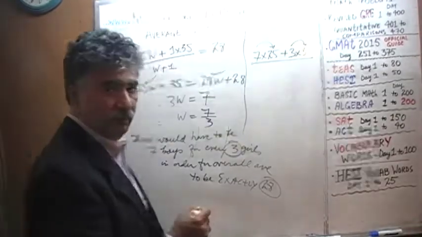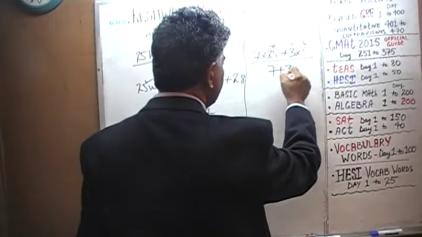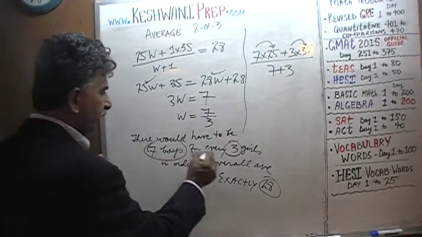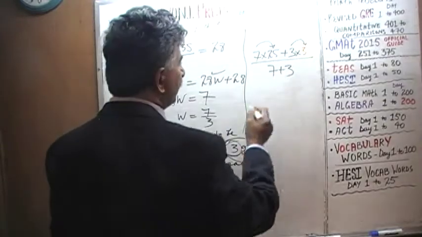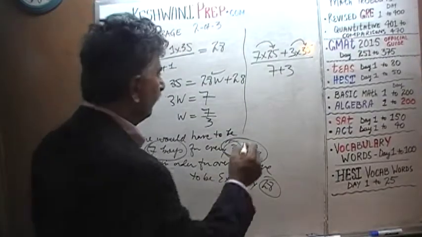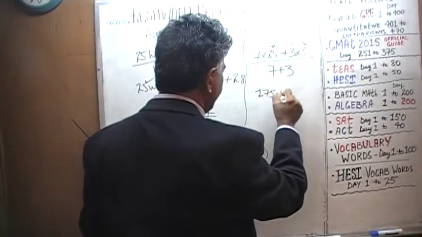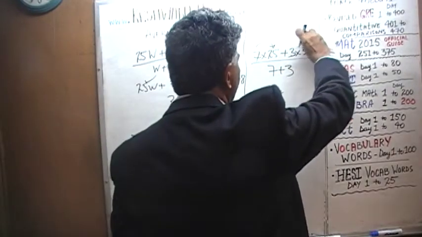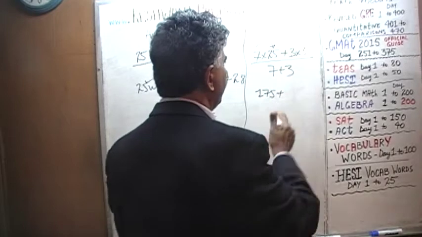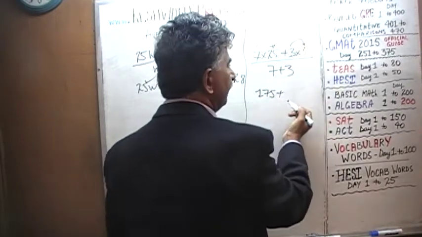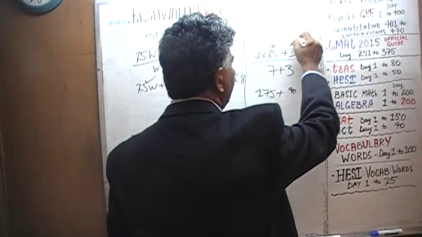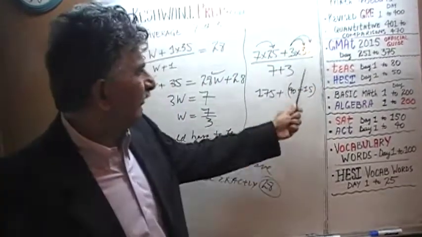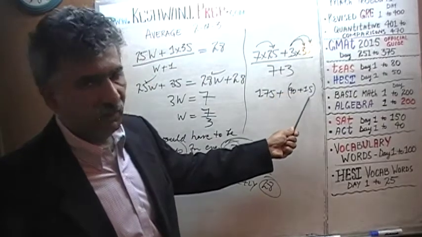So how many kids do we have? Well, we have 7 boys and 3 girls. 7 times 25, 8 times 25 is 200, so it's 175 plus 3 times 35. Let's find out what 3 times 35 is. We're going to take our time. 3 times 30 is 90, and 3 times 5 is 15. So 3 times 35 is 90 plus 15, or 105.